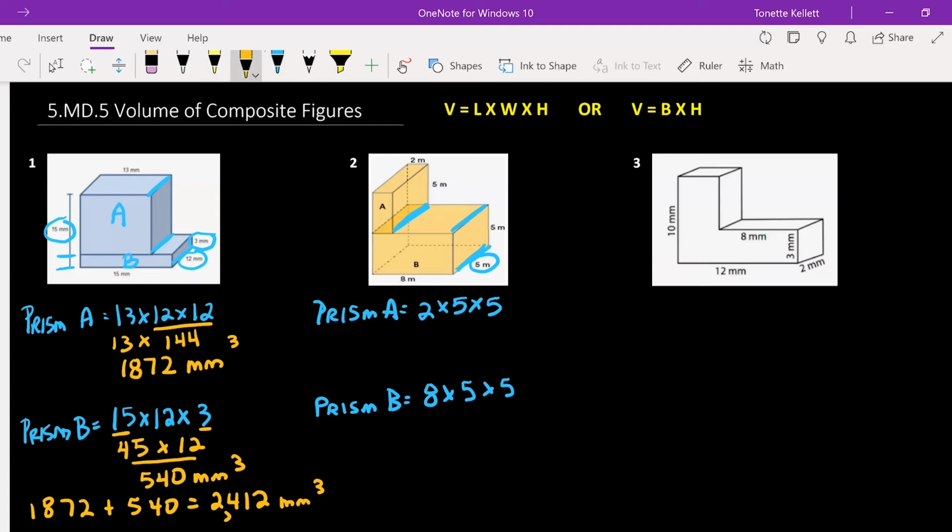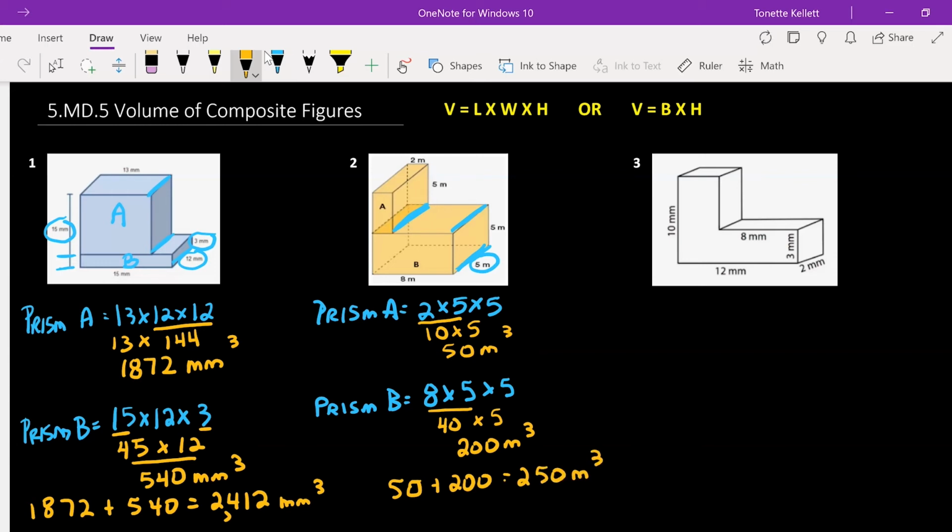From there, I begin solving. 2 times 5 is 10, times 5 is 50. This is meters cubed. 8 times 5 is 40, times 5 is 200 meters cubed. If I add these together, 50 plus 200 equals 250 meters cubed.